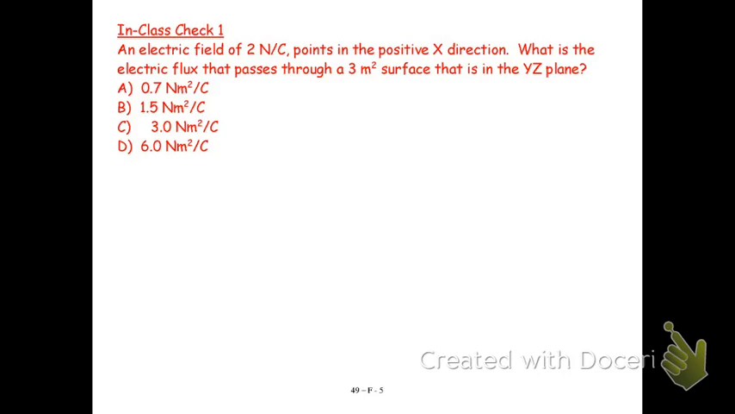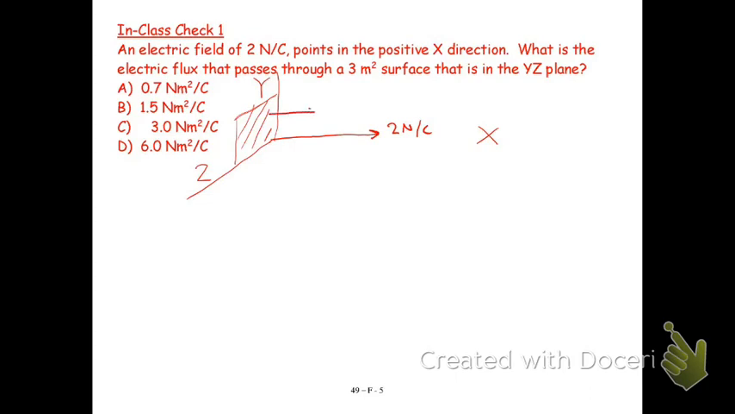Let's do a couple of these. An electric field of 2 newtons per coulomb points in a positive x direction. So this is 2 newtons per coulomb. What is the electric flux that passes through a 3 square meter card that is in the YZ plane? Oh, okay. So apologies again. Physics says X and Y and Z, and math does not. This card is in the YZ plane. And let's just do it.